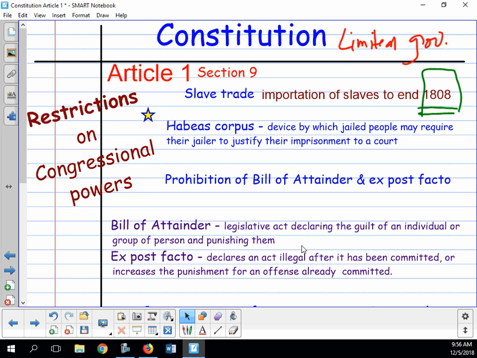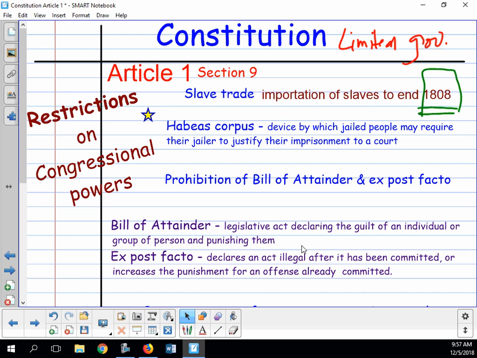Like, for example, a communist. It is not illegal to be a communist. It is illegal to do certain acts like murder or espionage or any of those things. But to be a member of that group is not illegal. And Congress is not allowed to just say, just because you're a member, you're going to jail. That is not correct.